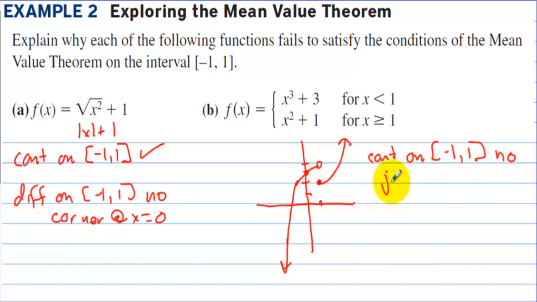We have a jump discontinuity at x equals 1. We were close. It happened on an endpoint, but you have to be continuous on the closed interval. You can't be discontinuous on the endpoint.